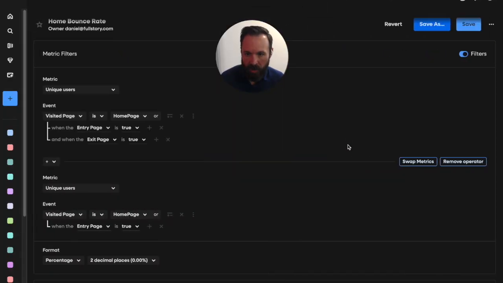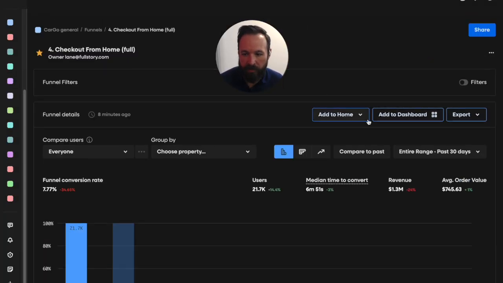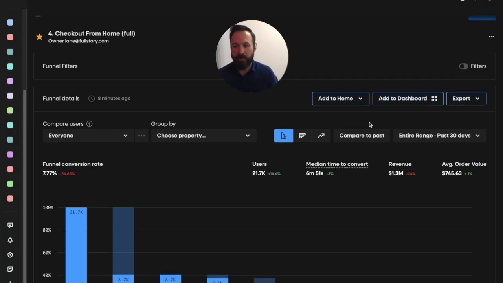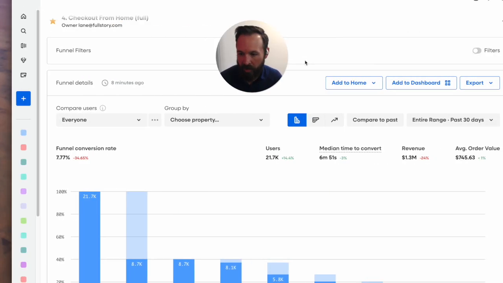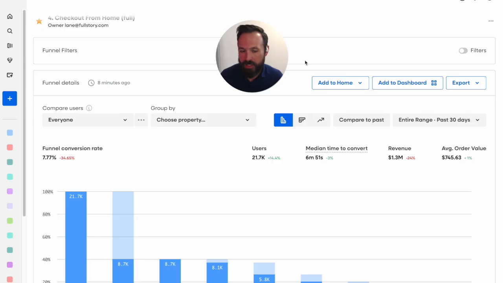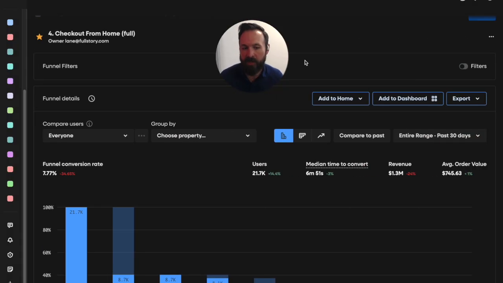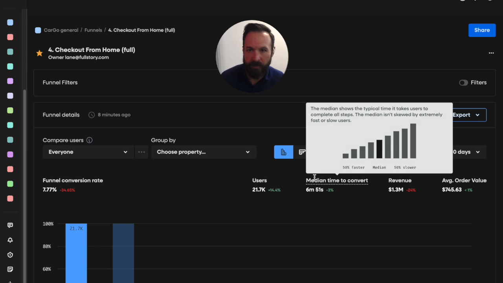Cool, let's look at it in dark mode. So dark mode, we've got the same thing. I love how dynamic the green and the red are. I mean, the green and the red are there when you're looking in light mode. They just don't pop off the page the way they do in dark mode. I love dark mode for funnels.